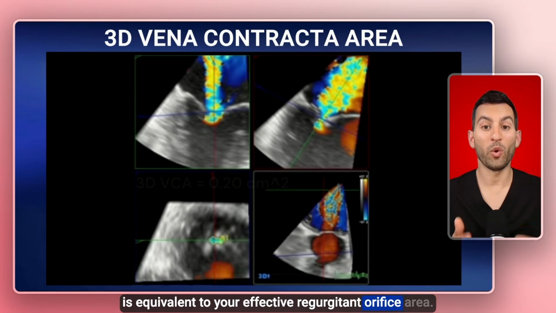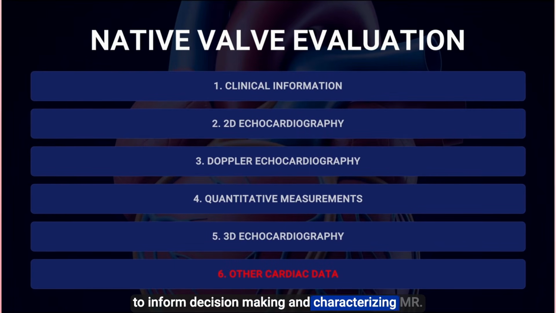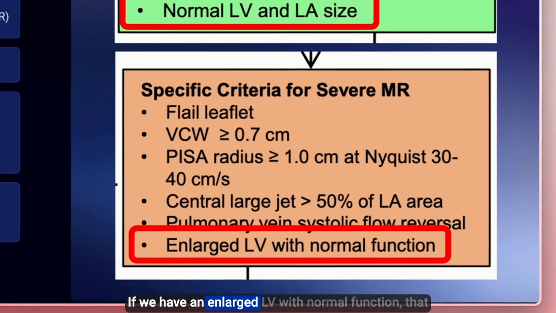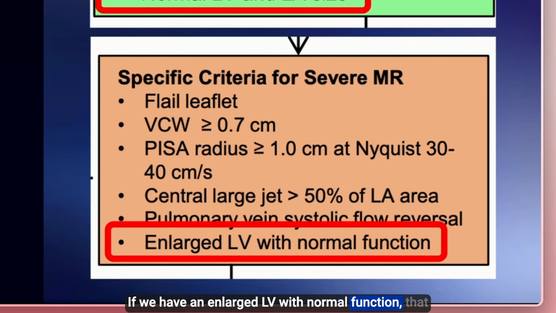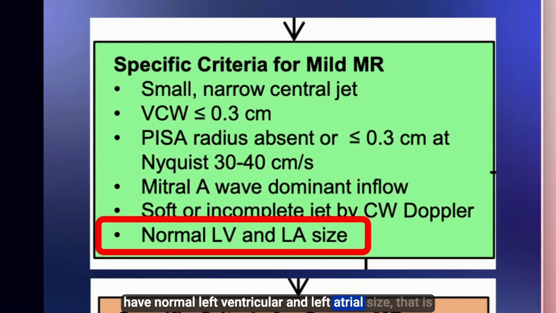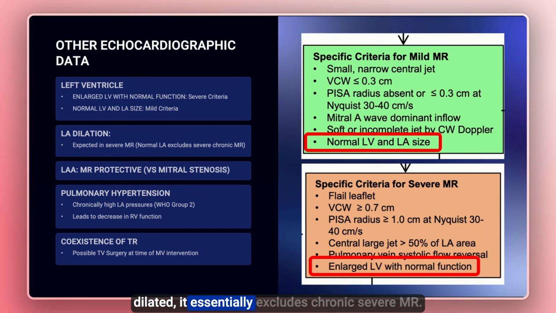After it's traced, it will give you a vena contracta area that is equivalent to your effective regurgitant orifice area. Step 6 and our final step is using other echocardiographic data to inform decision making and characterizing MR. We'll start by looking at the left ventricle. If we have an enlarged LV with normal function, that is another criteria for severe MR. Whereas if you have normal left ventricular and left atrial size, that is specific criteria for mild MR. If the left atrium is not dilated, it essentially excludes chronic severe MR.